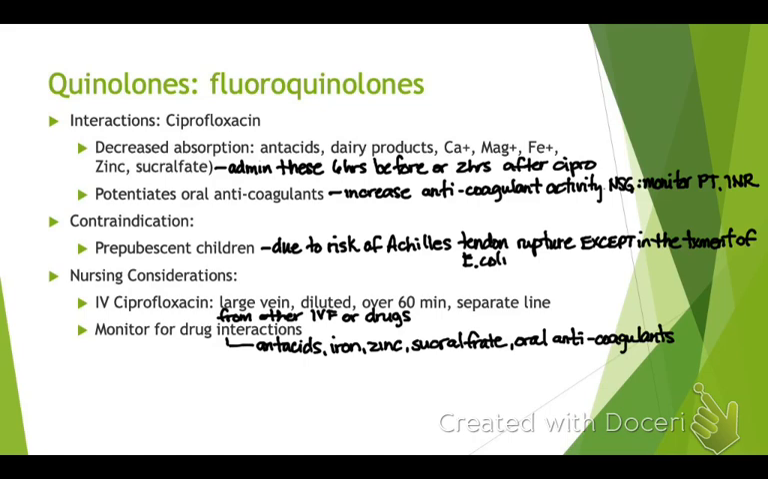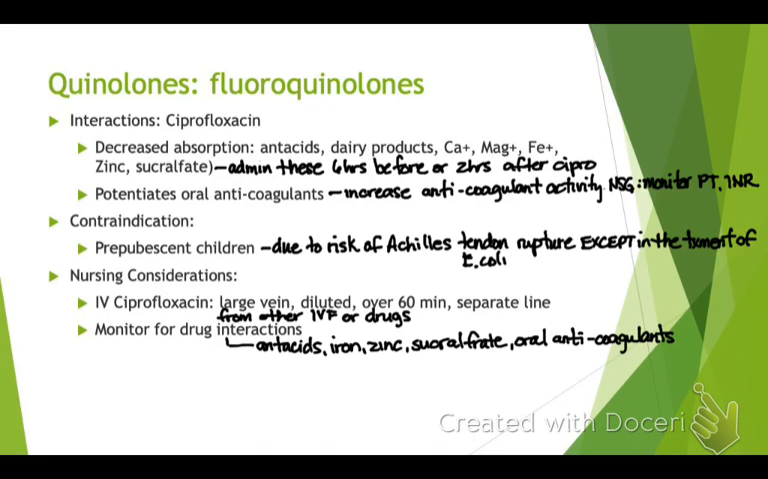With oral anticoagulants, it can cause increased anticoagulant activity, so you want to monitor your PTs and your INRs. Contraindications are going to be prepubescent children due to the risk of Achilles tendon rupture, except in the treatment of E. coli. So yes, we just have to be extra careful with these prepubescent children when giving it, if we're giving it for E. coli. If not, then we don't give it to them because of the Achilles tendon rupture risk.